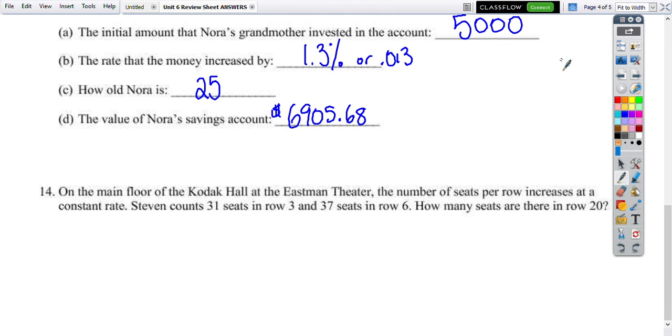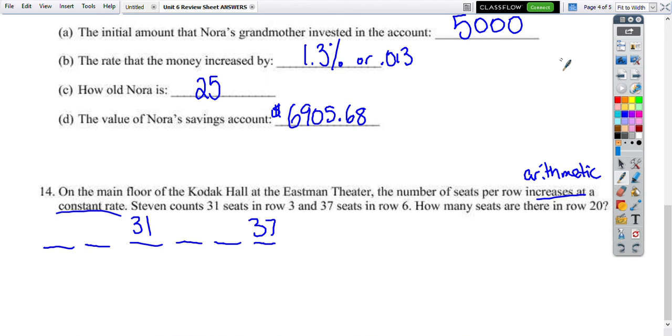Number 14. On the floor of the Kodak Hall in the Eastman Theater, the number of seats per row increases at a constant rate. Constant rate means that it's arithmetic. So just imagine that you could put down 7 blanks, okay? We have 6 blanks really. The third row is 31, the sixth row is 37, and we want to know how many it takes to get from there to there.